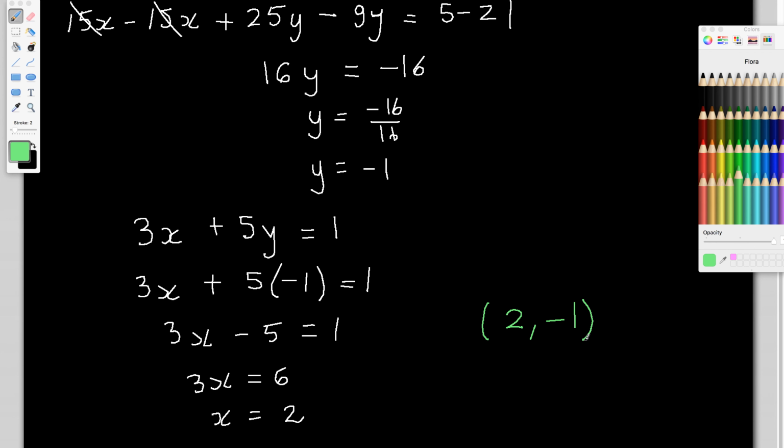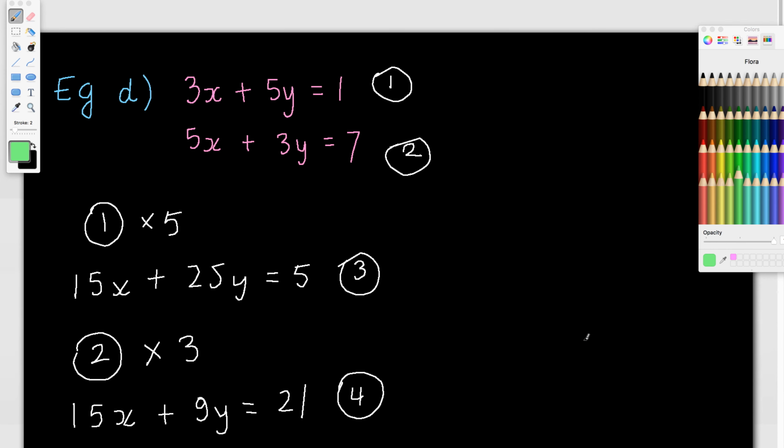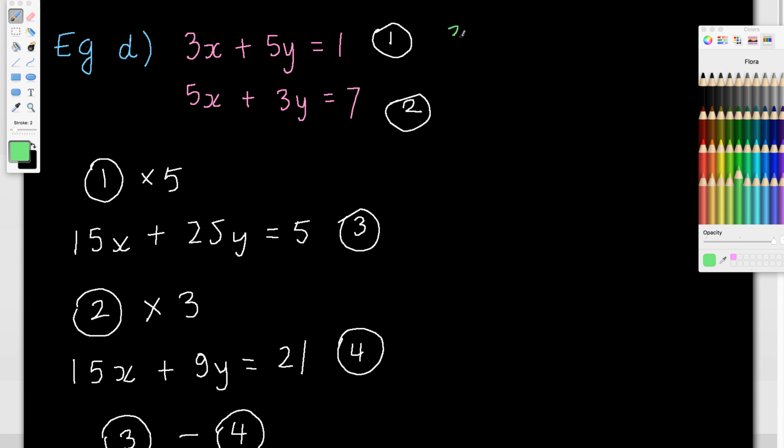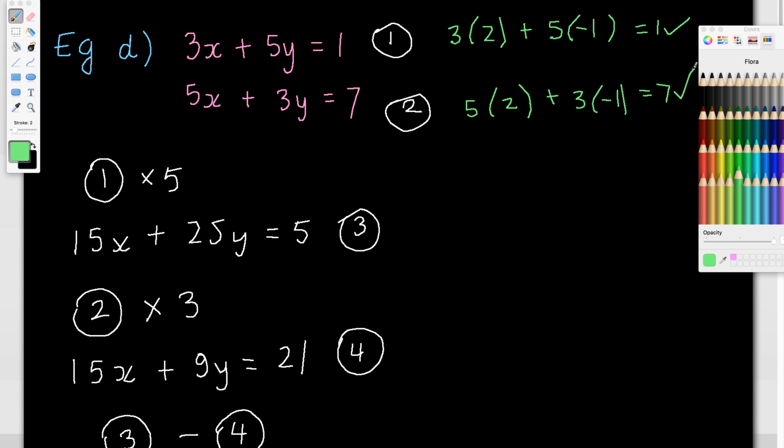Now, of course, we can check by going all the way back to the top with our original equations. X value of 2, y value of negative 1, we want to check that that equals 1. So 6 minus 5 is 1, so that's good. Second one, 5 by 2 is 10, plus 3 by negative 1, so subtract 3, 10 subtract 3 is 7. So that's good. We do have the right answer because it satisfies both equations.